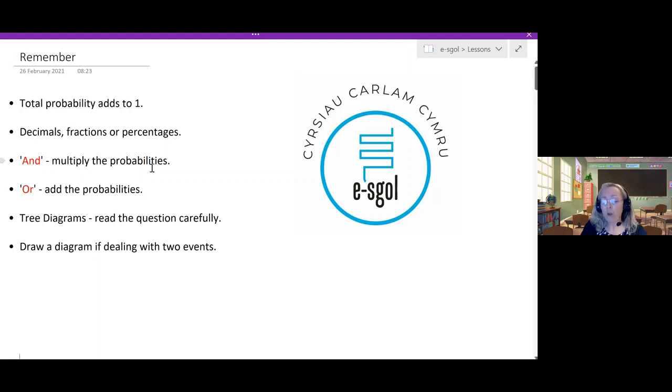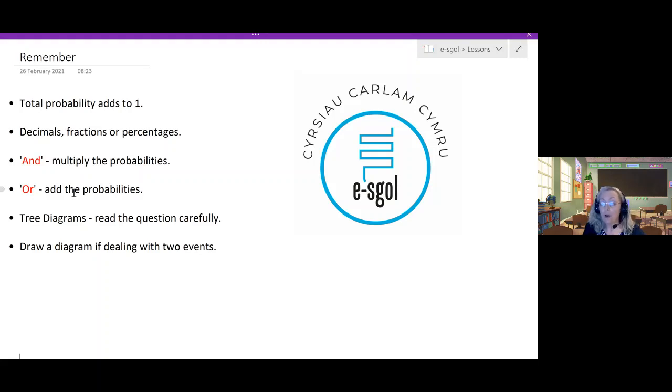If the question says, what is the probability of this and this happening, you multiply the probabilities, you multiply the decimals or you multiply the fractions. Whereas if the question says, what is the probability of this or this happening, you would add those probabilities together. And when you've got tree diagrams, you need to read the question really carefully and you need to work out what have they given you, what exactly is it? Have they actually given you something that goes on the branch, or have they given you a probability at the end and you've got to work backwards to find out what should go on the branch?